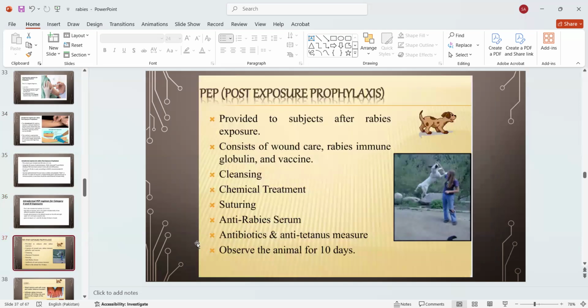The post-exposure prophylaxis is provided to subjects after rabies exposure. It consists of wound care, rabies immunoglobulin, and vaccine. Cleansing, chemical treatment, suturing, anti-rabies serum, antibiotics, and anti-tetanus measures, and observe the animal for 10 days.